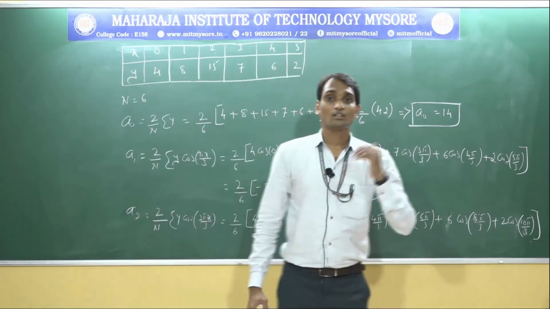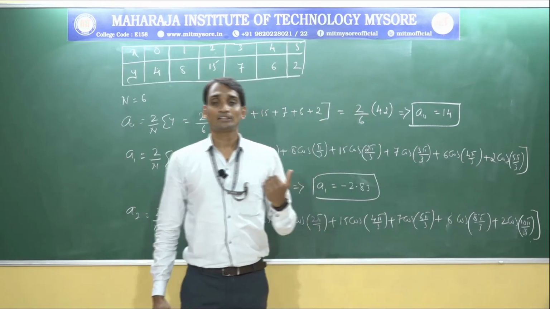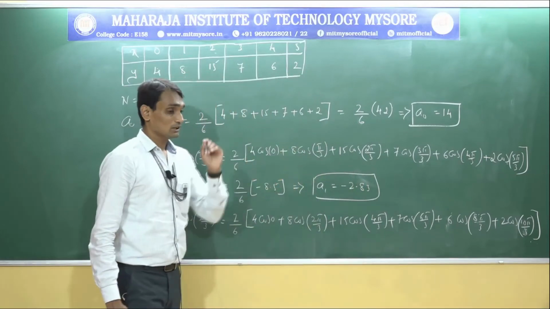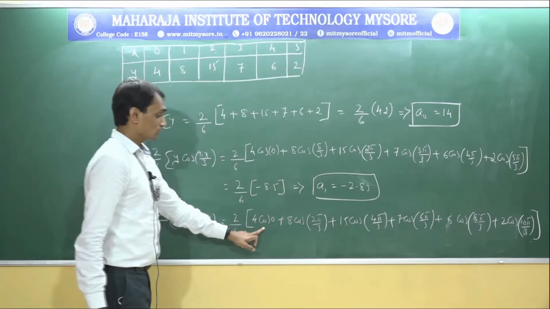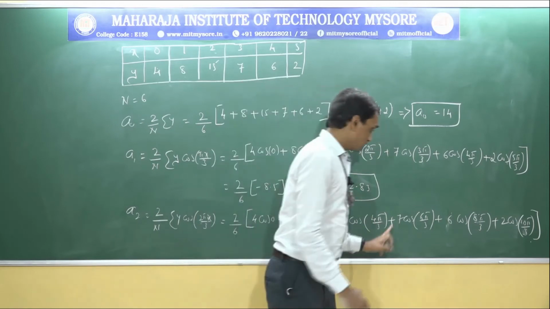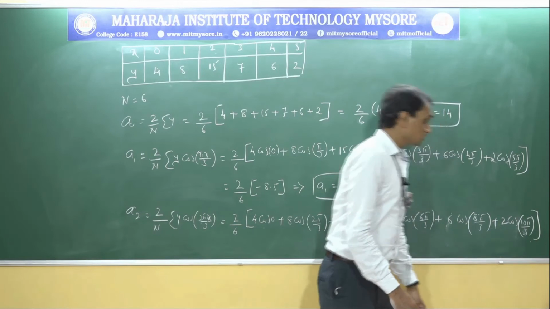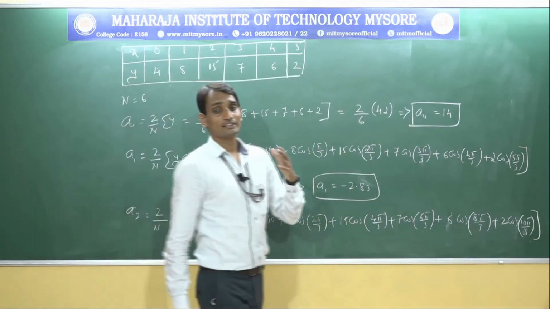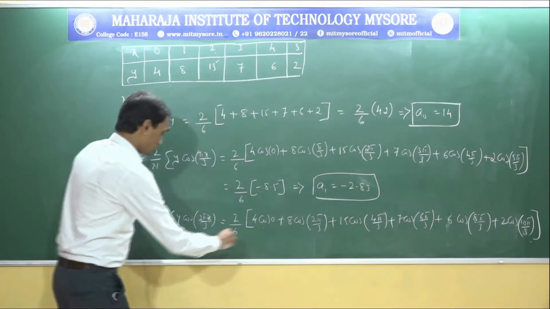Here also it is the same thing. No need to calculate all these values by hand, just substitute them in the calculator. But keep it in radian form, then go on calculating the values: 4 into cos 0 plus 8 into cos 2 pi by 3 plus 15 into cos 4 pi by 3 plus 7 into cos 6 pi by 3 plus 6 into cos 8 pi by 3 plus 2 into cos 10 pi by 3. Substitute this in the calculator, keeping it in radian form, and we will get the value.